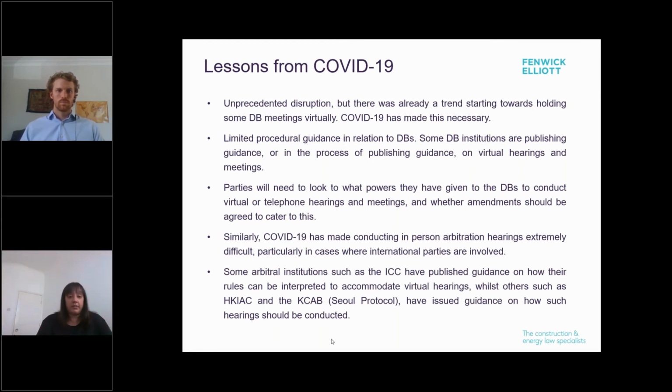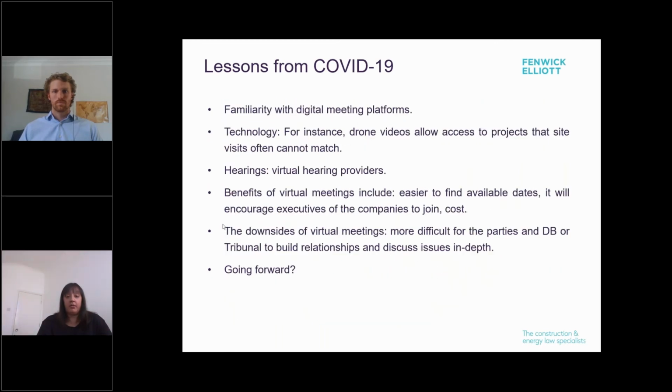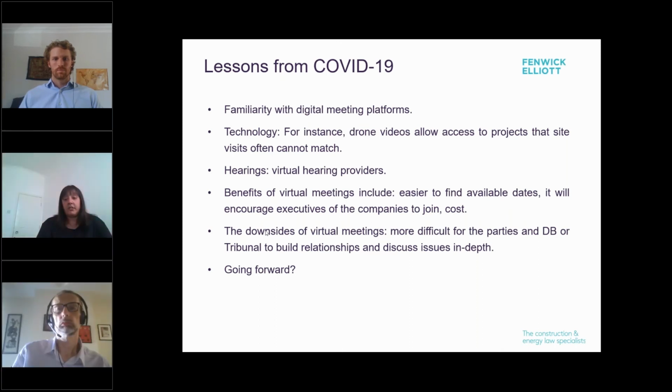As regards DBs, there is very little guidance within the DB rules themselves. We understand that many of the DB institutions are preparing guides for virtual hearings post-haste, and that the Chartered Institute of Arbitrators has recently released a guide for virtual hearings that can be applied to arbitration and DBs. For DBs, however, it is essential that the DB is empowered to hold virtual meetings and hearings. The 2017 FIDIC contracts, for instance, require in-person meetings to take place and permit virtual meetings only by agreement of the parties. The first step would be to check the contract, but we are in uncharted waters.